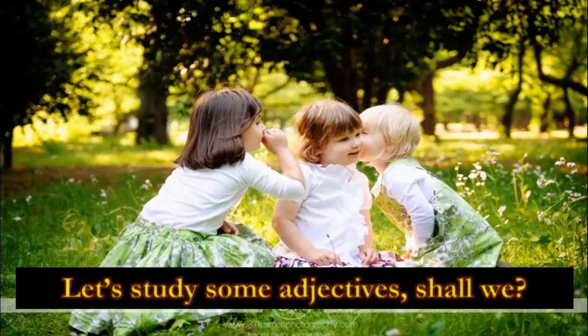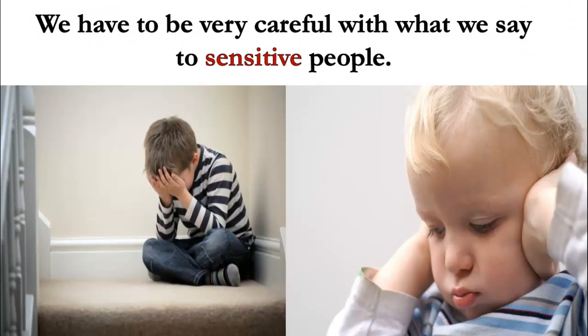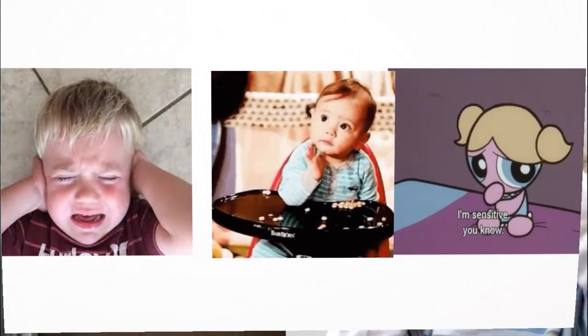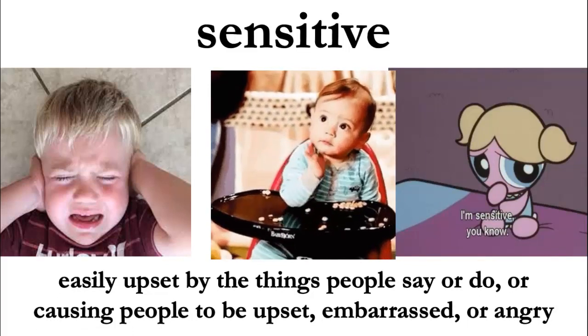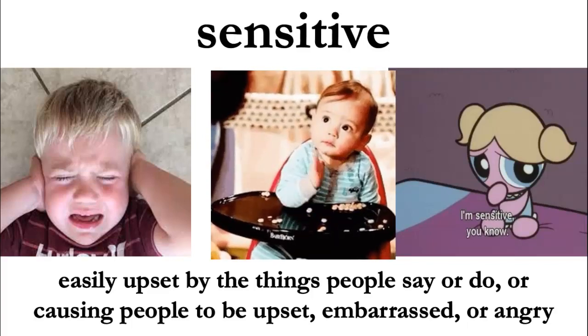Let's study some adjectives, shall we? We are going to study some adjectives together. The first adjective that we have is sensitive. Sensitive. The example says what here? We have to be very careful with what we say to sensitive people. Okay? So sensitive here means what? When I want to define the word sensitive, it means easily upset by the things people say or do, or causing people to be upset, embarrassed, or angry. So this is called what? Sensitive.